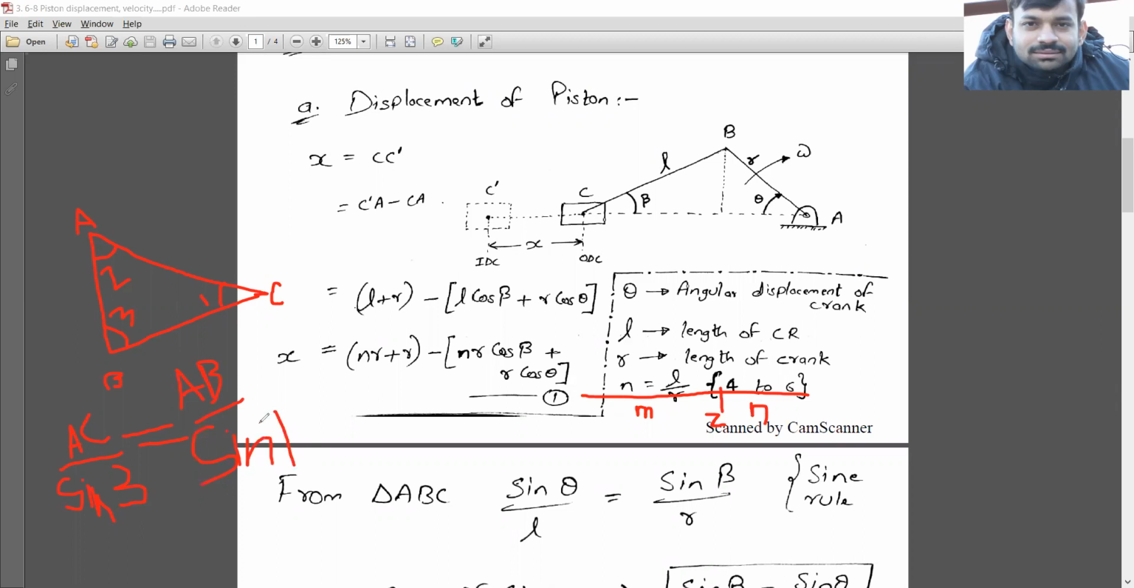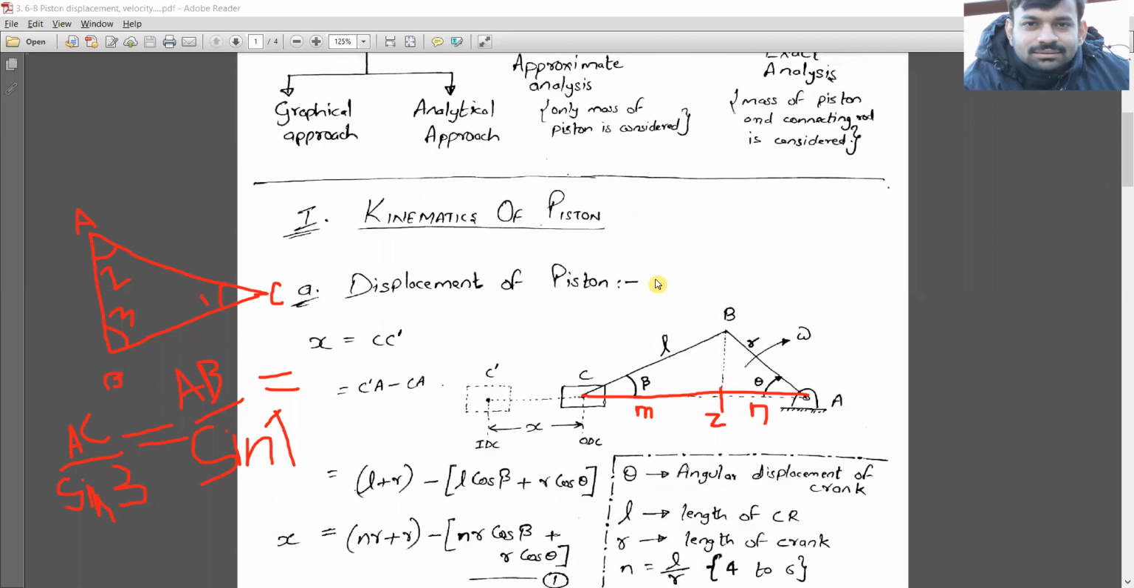And similarly, the remaining side is BC, so I can write it equals BC upon sine 2. So this is the sine law. I hope you know this already. We'll be applying the sine law in order to determine these two distances, M and N.